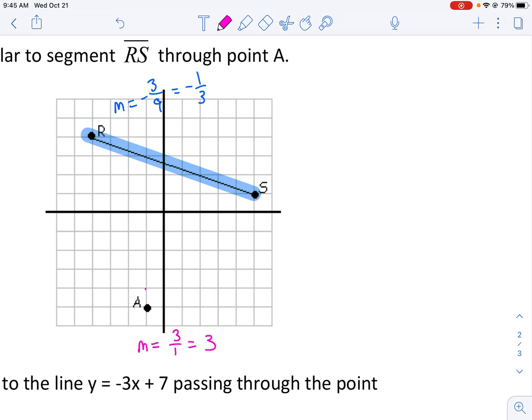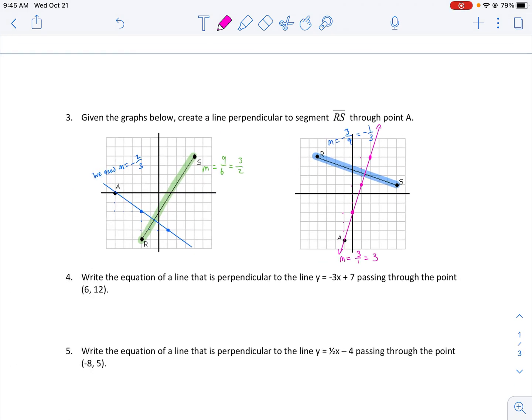So you go up 3, 1, 2, 3, over 1. Up 3, over 1. And I'm just going until I actually cross through the other given line. And then we draw that, and there you go. That line is perpendicular to the given line.